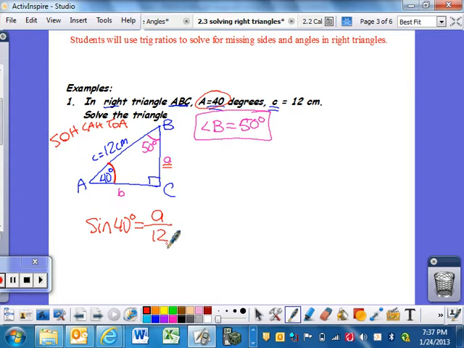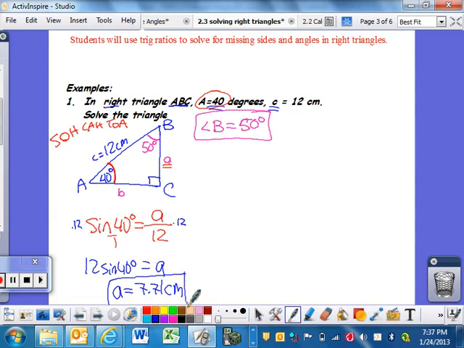The point of this is now I set up myself a nice little proportion I can solve. So I'm going to multiply by 12 because I want to find A. So 12 sine of 40 degrees is equal to my side A. Can you guys all multiply that together? I think so. A is going to end up being 7.71, and it's centimeters because that's my label. Okay, so that's how you find side A.